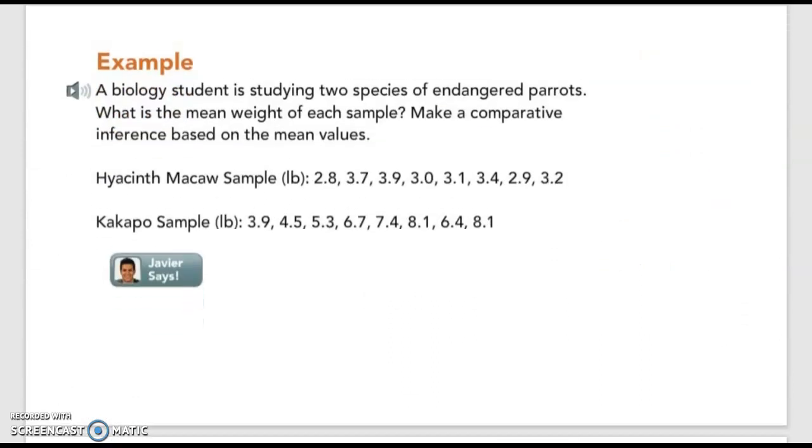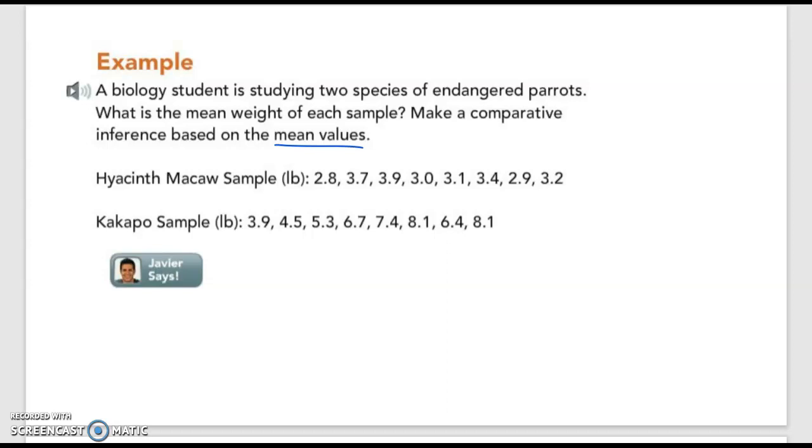Let's look at an example together. A biology student is studying two species of endangered parrots. What is the mean weight of each sample? Make a comparative inference based on the mean value. This is asking us to calculate the mean. That's simply what we are going to do. So we're going to start with the Hyacinth-Macaw sample.